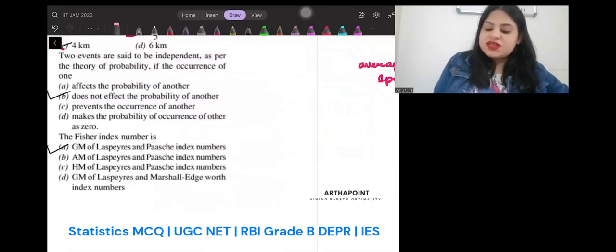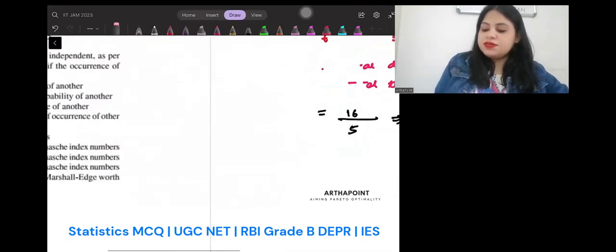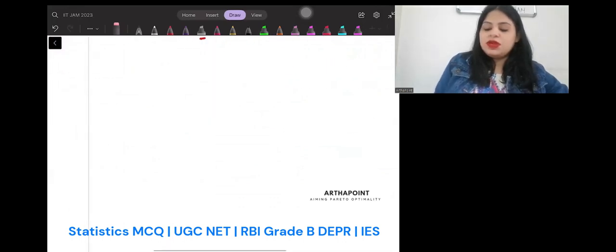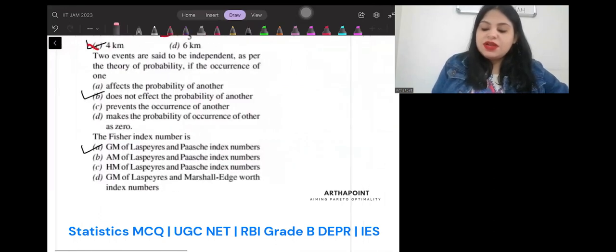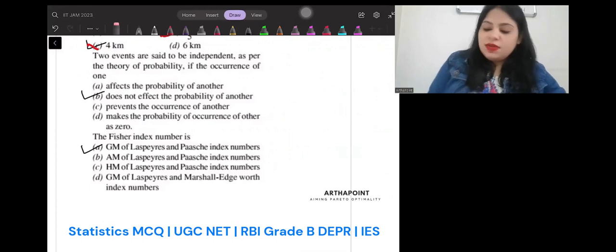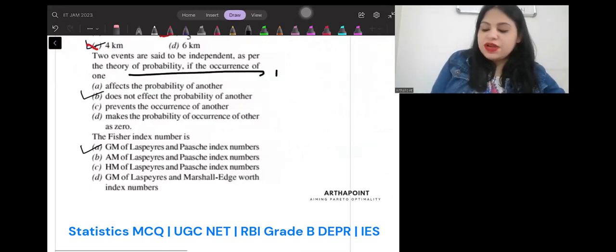Two events are said to be independent if the occurrence of one... Mathematically speaking, independent events are those where the probability of A intersection B is P(A) into P(B).